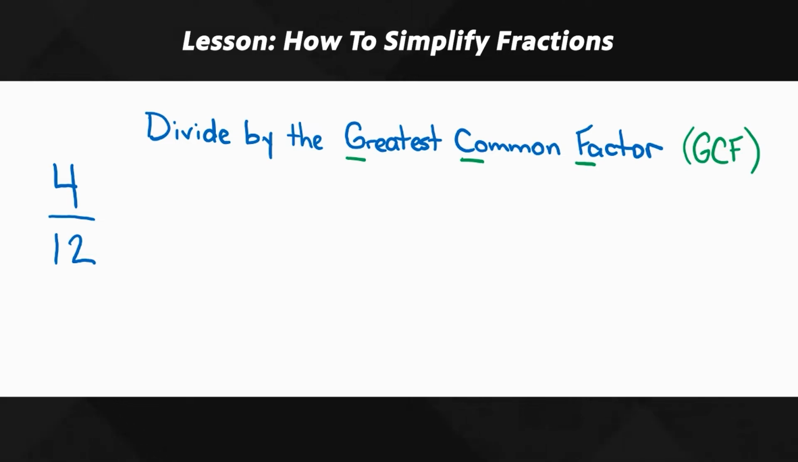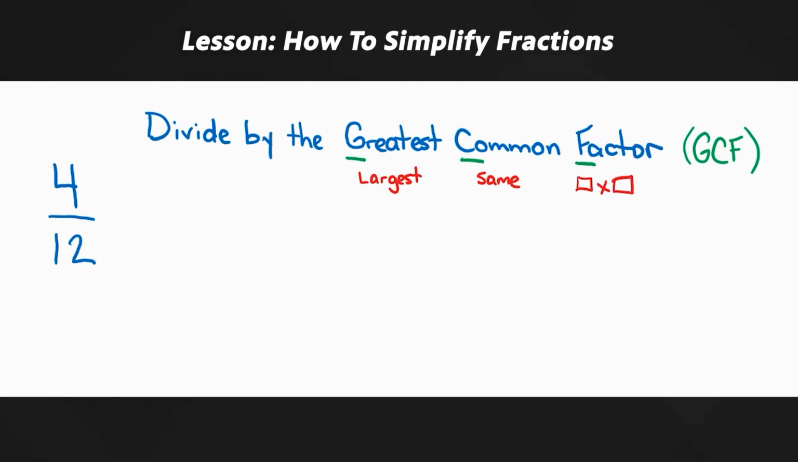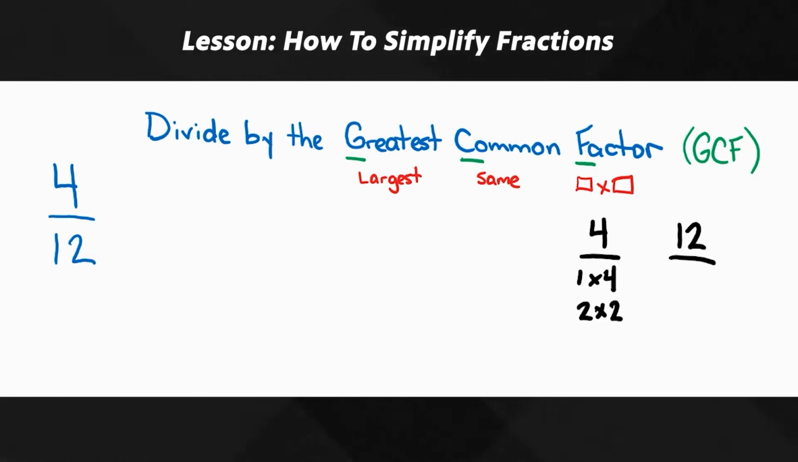So GCF stands for greatest common factor. Let's break that down. Greatest means largest, common means what they have that's the same, and factor means the numbers that could be multiplied together to reach that number. Let's look at 4/12. We're going to list the factors of 4 and 12. First, let's do 4. So what times what makes 4? Well, 1 times 4 and 2 times 2. Easy, right? Now let's do 12. What times what makes 12? 1 times 12, 2 times 6, 3 times 4, and that's it.